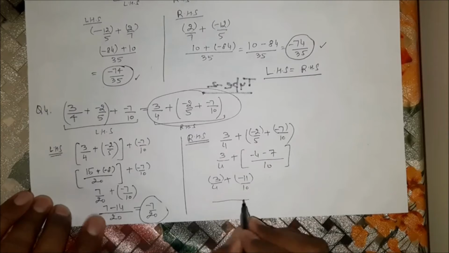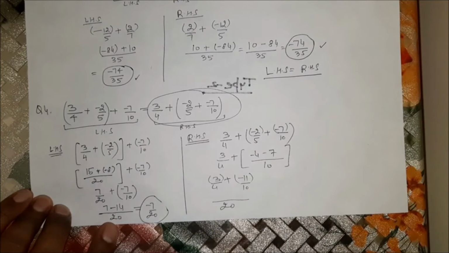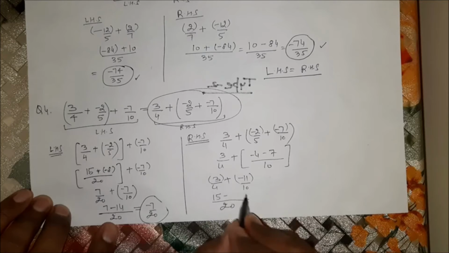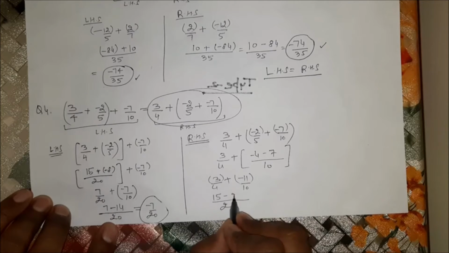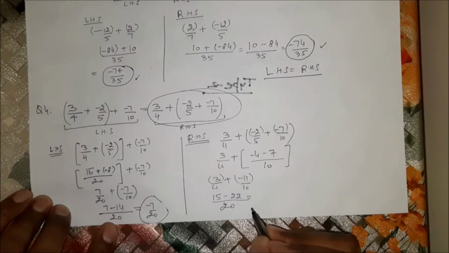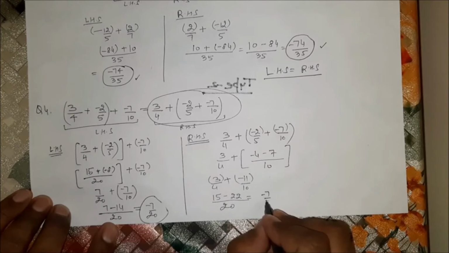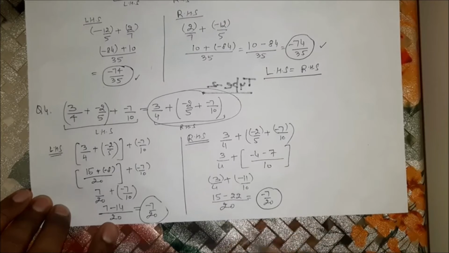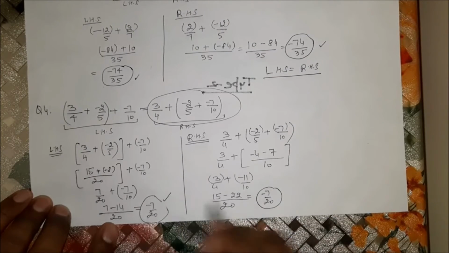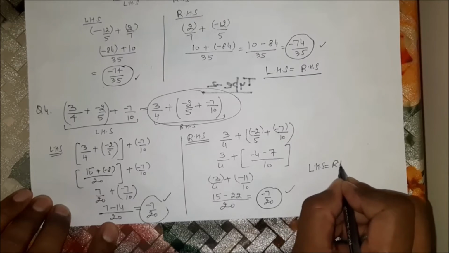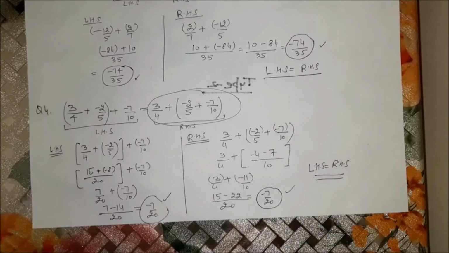Take LCM again. LCM will be 20. 4 into 5 is 20, 5 into 3 is 15. 10 into 2 is 20, 2 into minus 11 is minus 22. If you solve it, you will get minus 7 by 20, which is your right hand side. You can see they both are equal, implies left hand side is equal to right hand side.